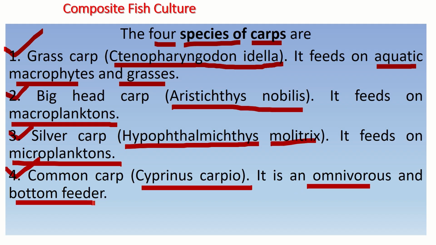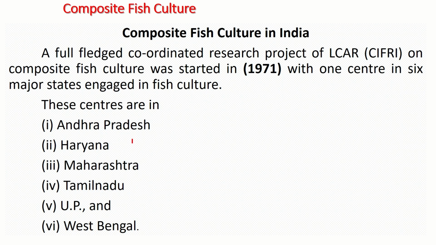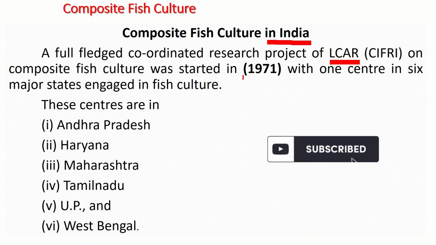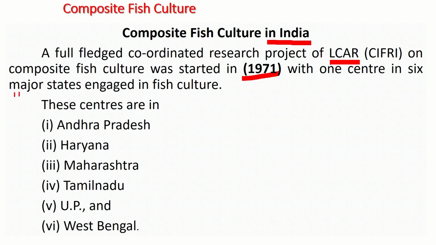Along with this, three major crops are also grown in that particular pond for the purpose of composite fish culture or polyculture. So, composite fish culture, in case of India, a full-fledged coordinated research project of ICAR on composite fish culture was started in 1971 with one center in six major states engaged in fish culture. The centers are Andhra Pradesh, Haryana, Maharashtra, Tamil Nadu, Uttar Pradesh, and West Bengal.